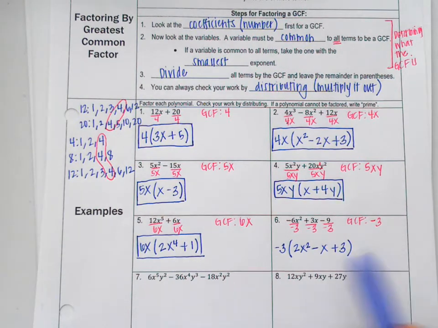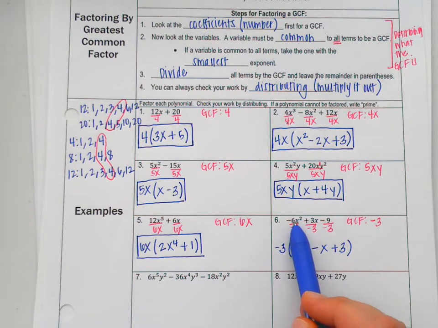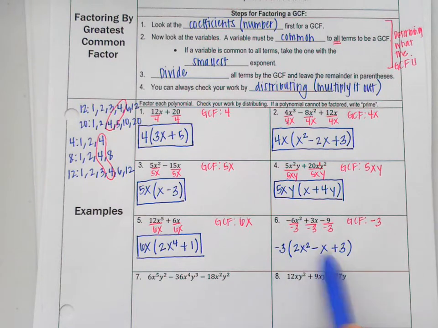Again, you can always check your work. -3 times 2x squared is -6x squared. -3 times -x is positive, because that's a negative and a negative, +3x. And -3 times 3 is -9.